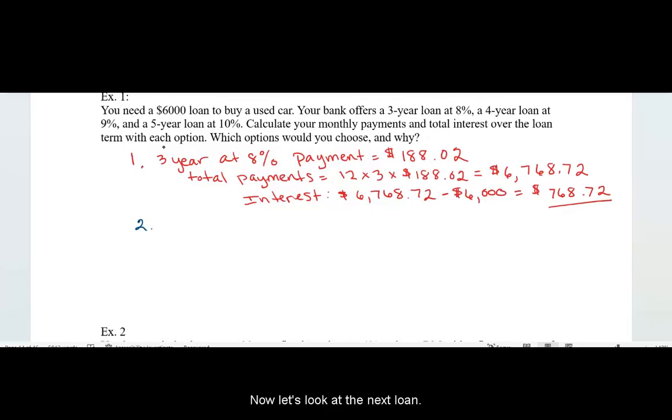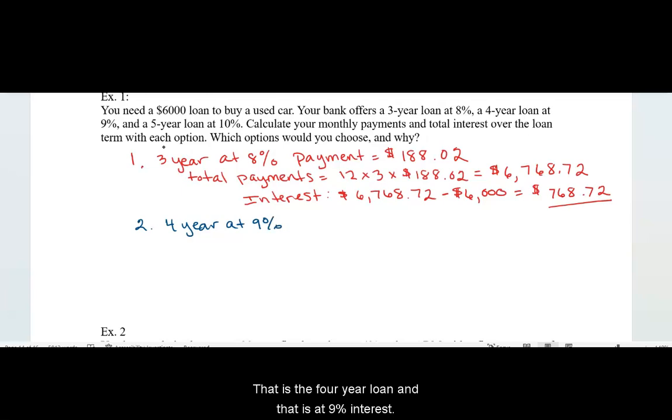Now let's look at the next loan. That is the 4-year loan, and that is at 9% interest.